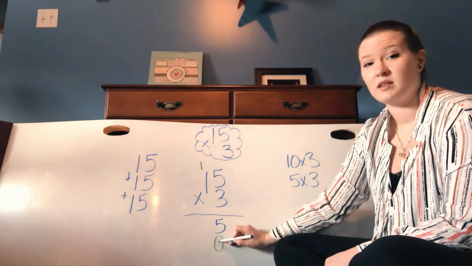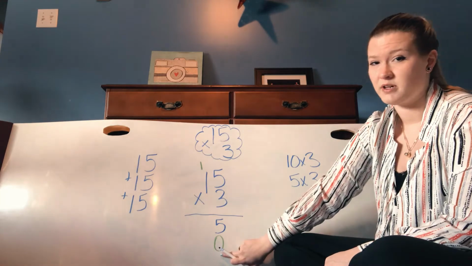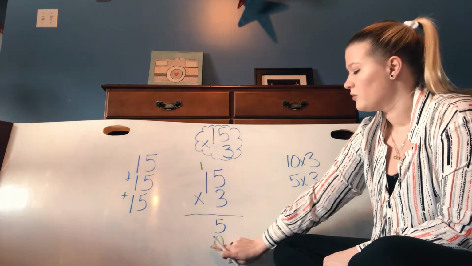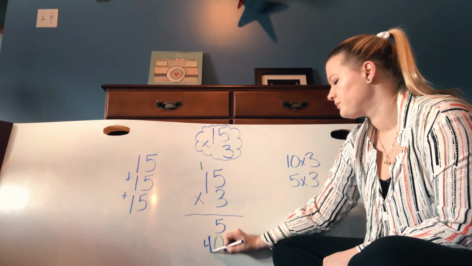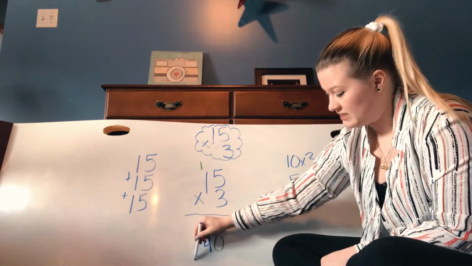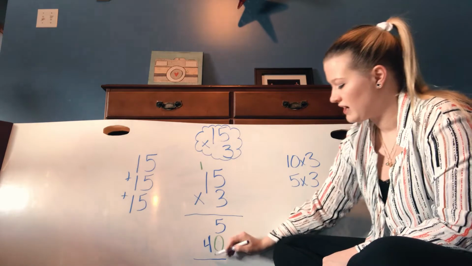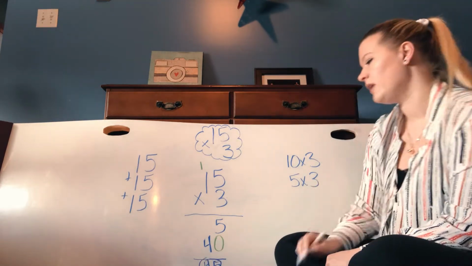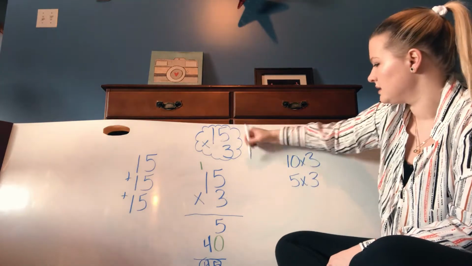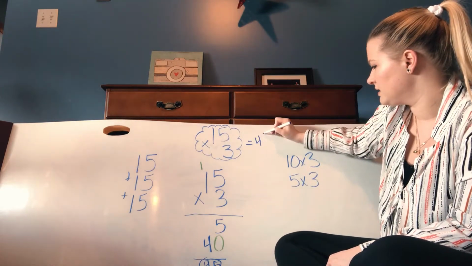Now we can't put that in the ones column because we've already put a 0 there saying that we're not working there. We need to move over to our tens column, put our 4 down. Now we need to add these two together. We've got a 5 in the ones and a 4 in the tens, which gives us 45. 15 times 3 equals 45.